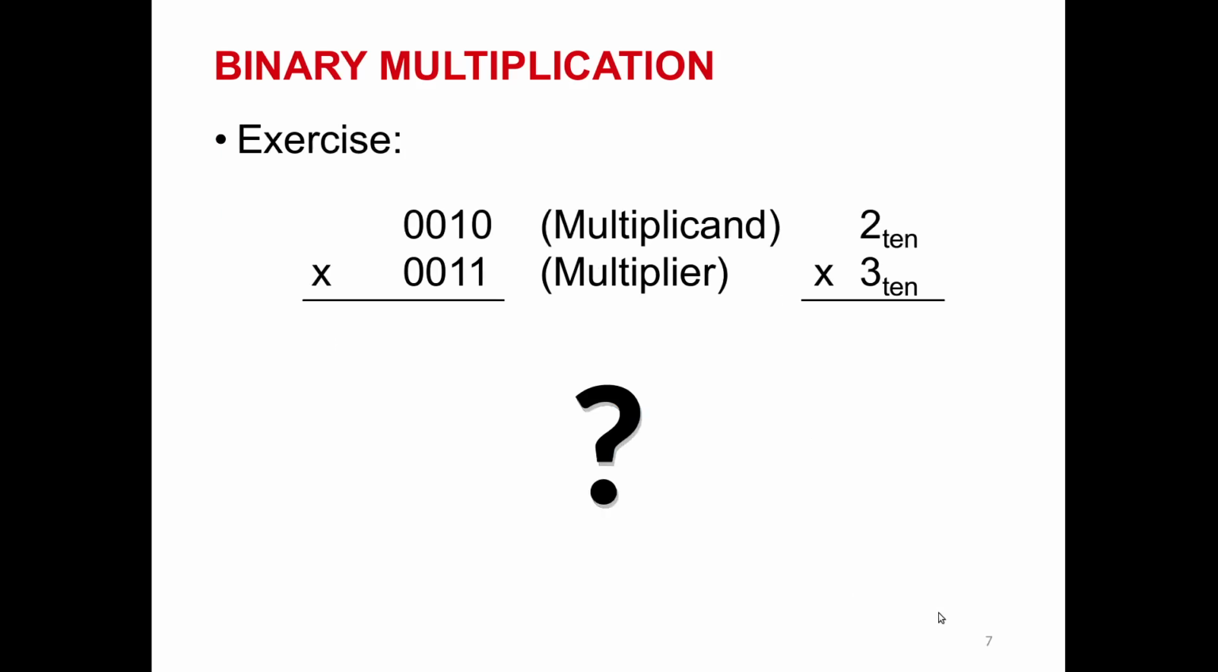Now we will go into another exercise, your exercise, but I will explain it here. You should do it yourself also. So here is the multiplicand, number 2 in decimal. The multiplier is 3 in decimal, and the representations of these two numbers in binary are 0010 for 2 and 0011 for 3, and we need to know how we can multiply them together in binary. And here is the answer.